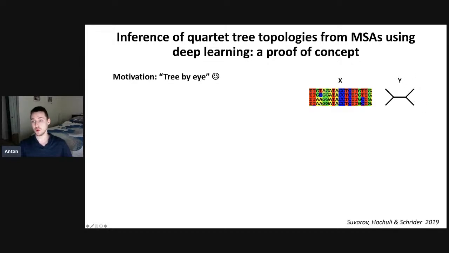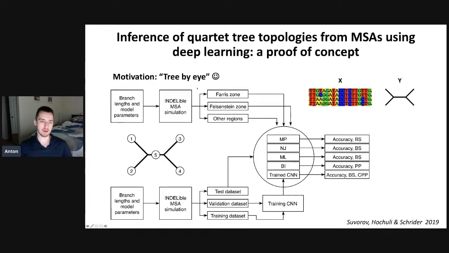And we're dealing with quartet topologies, which means we have only 4 taxa. For 4 taxa, we have only 3 possible topologies of unrooted trees, or 3 labels. This is a general pipeline. So we have basically our quartet topology. First, on this bottom branch, we're simulating alignments along the trees, and we're training our CNN algorithm.